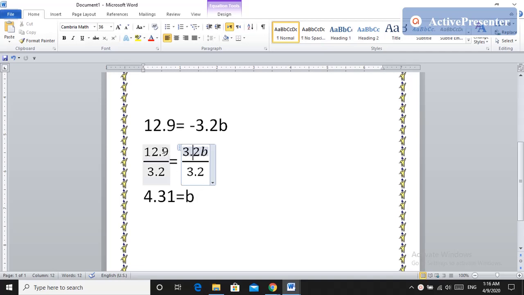The next step is just to simplify this fraction. 12.9 over 3.2 is equal to 4.31. So b is equal to 4.31. You can either write it this way or you can change the sides. So b equal to 4.31, or 4.31 is equal to b.